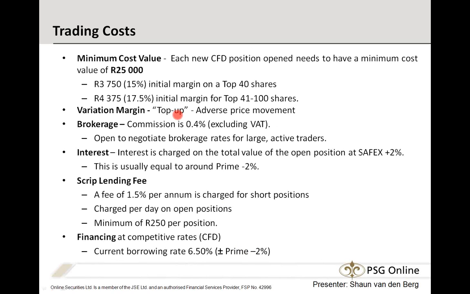The big difference when it comes to CFD is that there is a minimum cost value. We have a minimum criteria that the value of the transaction must be at least 25,000 Rand. So if it's a top 40 stock on 15%, your minimum margin requirement is 3,750 Rand. If it was a mid-cap stock, that's from 41 to 100, your initial margin is 17.5%. So the minimum margin required is 4,375 Rand. So it's not for everybody.